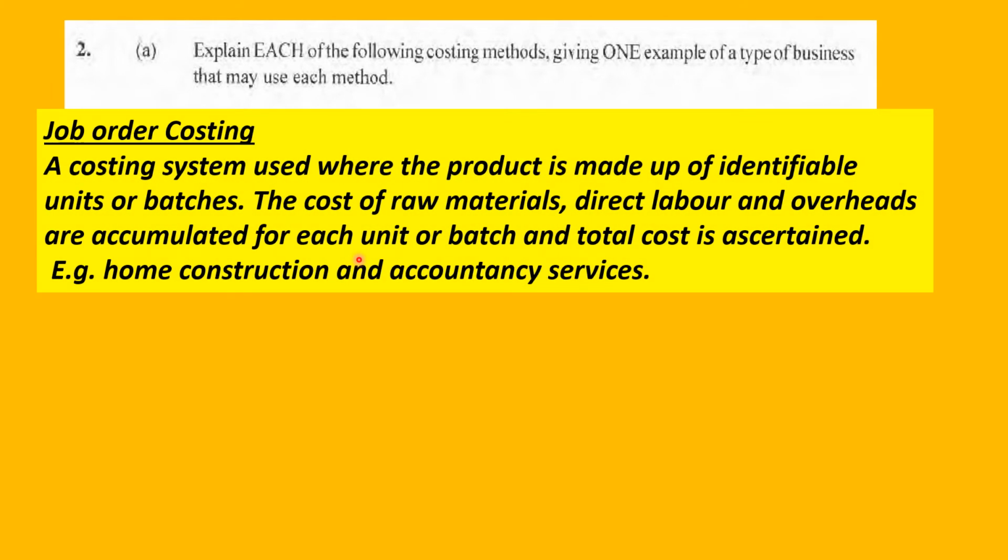Job order costing is a costing system used where the product is made up of identifiable units or batches. So there must be distinct units or batches. The cost of raw materials, direct labor, and overheads are accumulated for each unit or batch, and the total cost is ascertained. An example would be home construction, or even services like accountancy services.